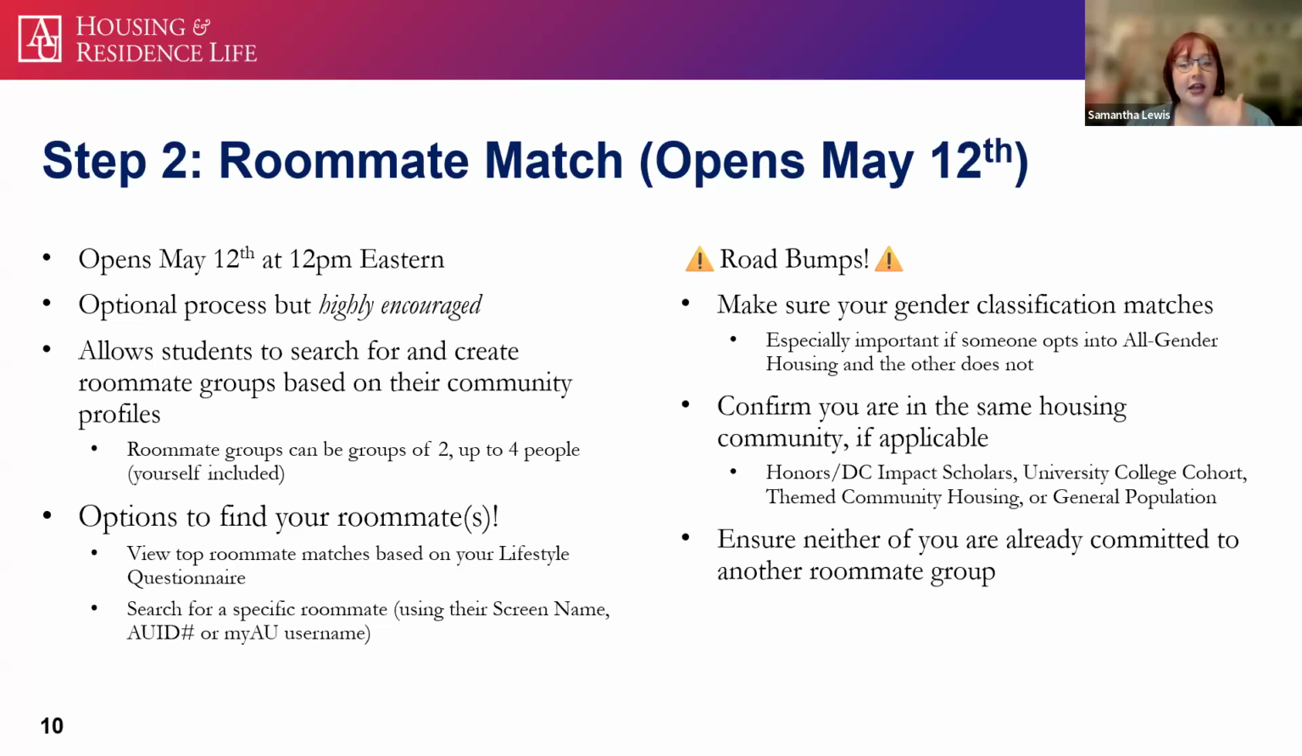There are a few road bumps or hiccups we do experience with roommate matching. First is making sure that your gender classification matches. So if one of you is opted into the all gender housing and the other isn't, you wouldn't be able to match. Either both of you would have to opt in or both opt out. Additionally, you need to be in the same community profile. So if one of you is in honors, university college, or one of our themed communities, you wouldn't be able to see them and do that roommate matching. They would have to be within that community. And the other thing that we get is making sure that you are not already in a roommate group. You can't be in 2 roommate groups at once, so you have to leave or delete your previous roommate group to join a new one.